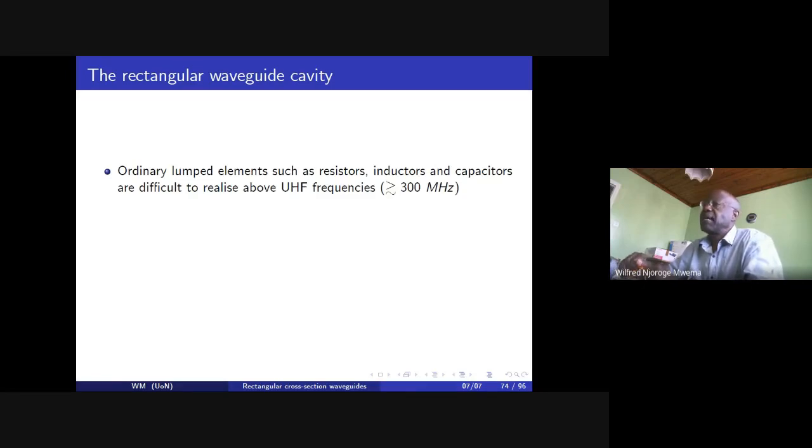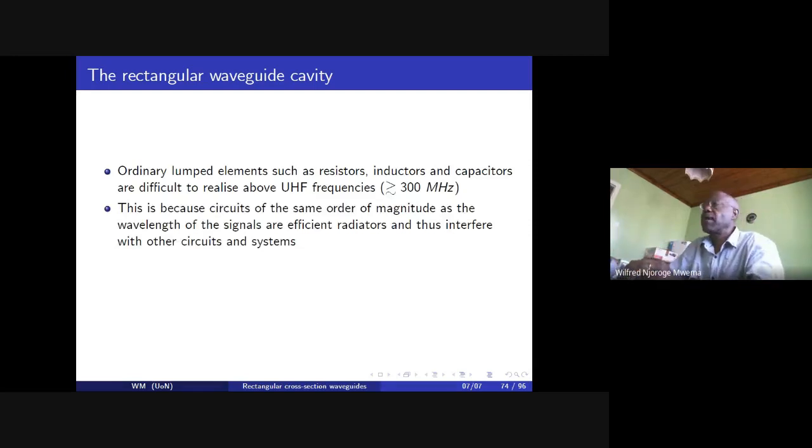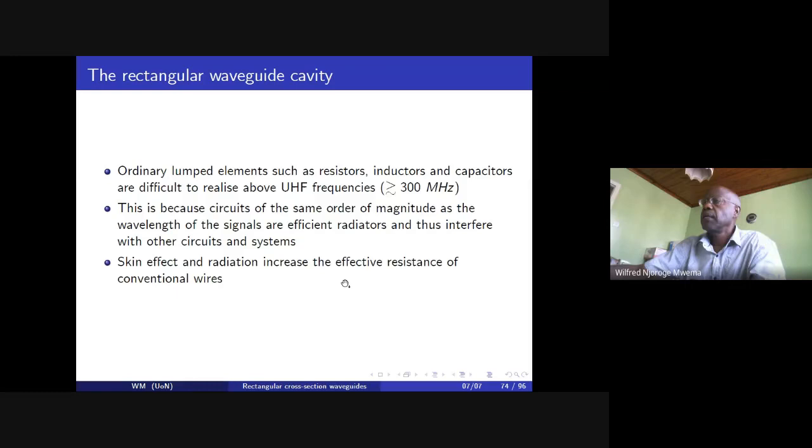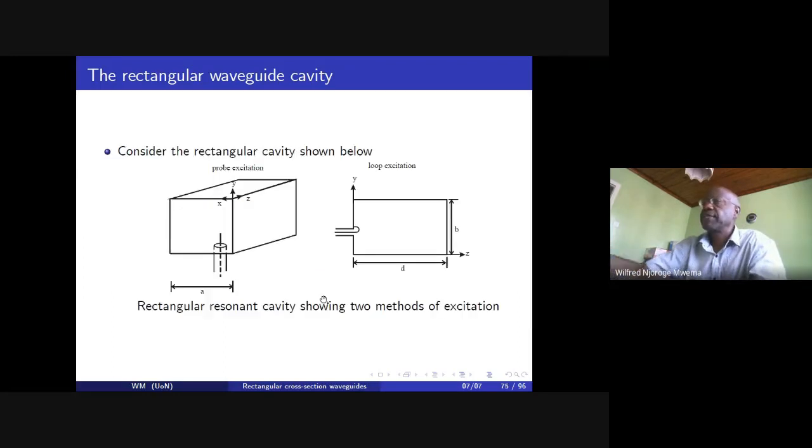Ordinary lumped elements such as resistors, inductors, and capacitors, as we have seen, are very difficult to realize above the UHF frequencies, which are above 300 megahertz or 0.3 gigahertz. This is because the circuits will have the same order of magnitude as the signal wavelengths, and therefore they become efficient radiators and hence interfere with other circuits within the system. Skin effect and radiation also increase the effective resistance of the conventional wires, and therefore in such cases we can have only resonators that have a given Q with lumped elements.